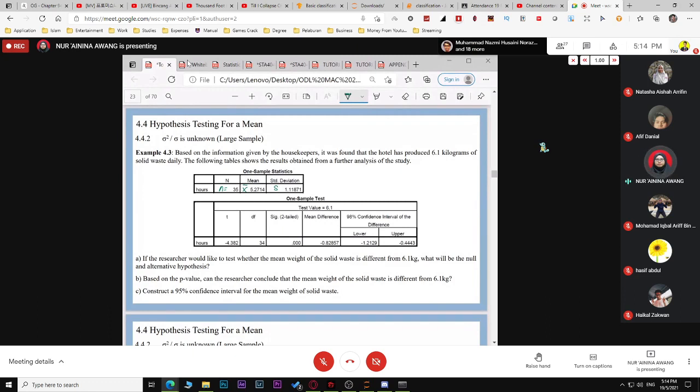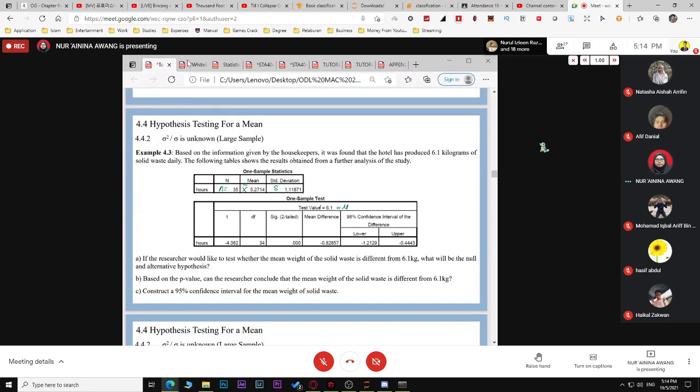Okay, and then for one sample test, this is your test value. So test value ni is your mu. Okay, this is your mu. So kalau the test value is 0, so dia tak ada nak test untuk hypothesis testing lah tu. Okay, and then this is your test statistic.